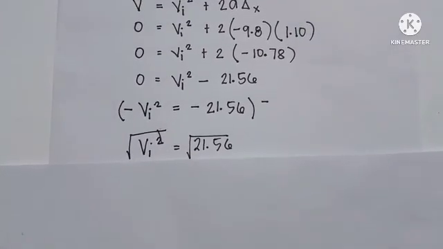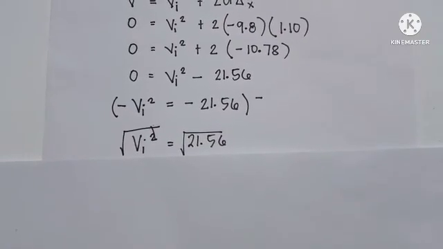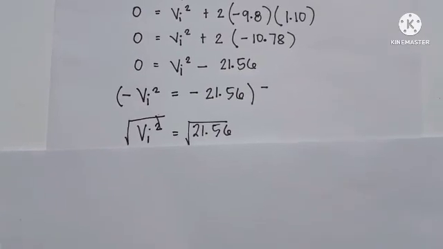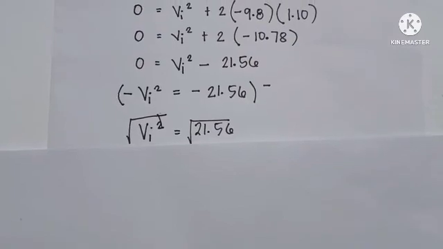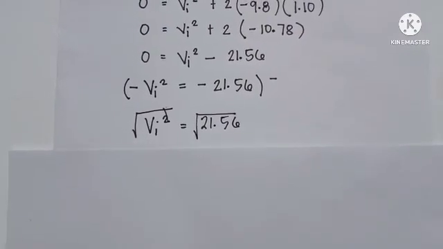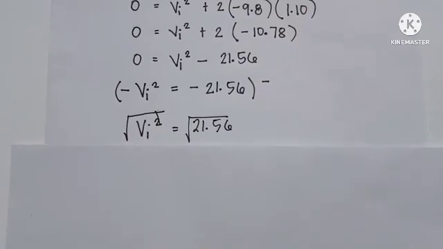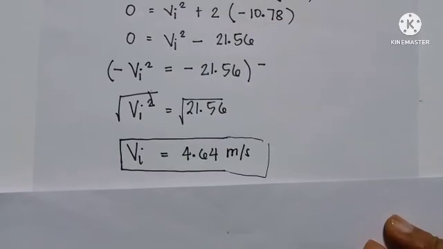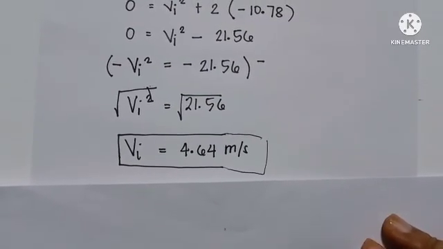So it will become positive initial velocity squared equals 21.56. So in order to cancel the square, we need to square root both sides. So it will become initial velocity equals the square root of 21.56. So the final answer is initial velocity is equal to 4.64 meters per second.